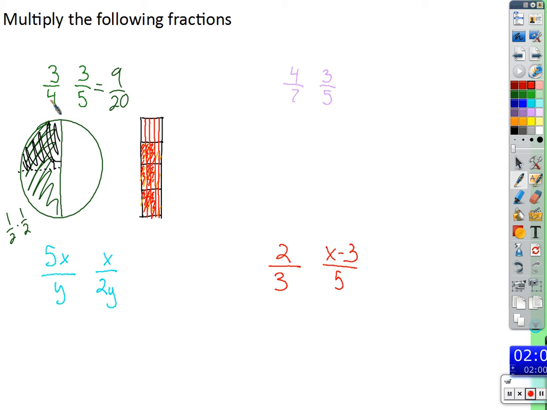Okay. So, by multiplying the denominators together, we're saying the new whole is not cut into fourths or fifths. Cut into 20ths. Okay? So that we can then go to each of these, so that we can count 3 on each of those pieces.